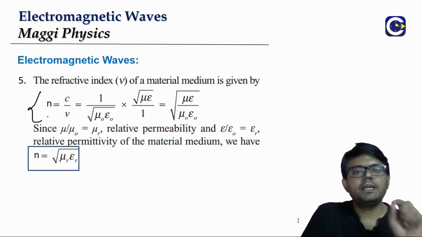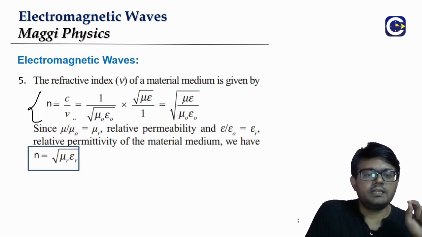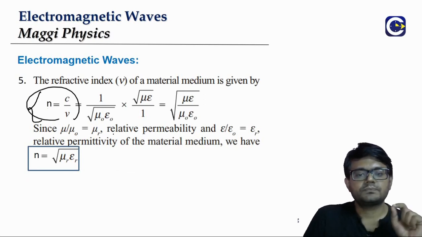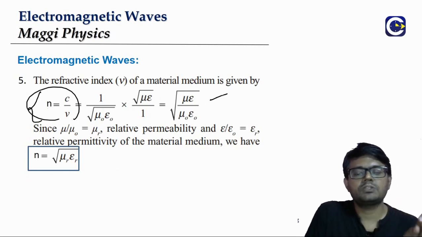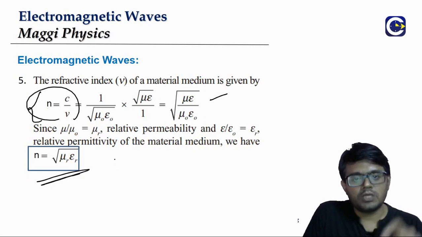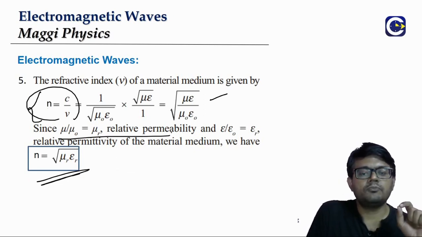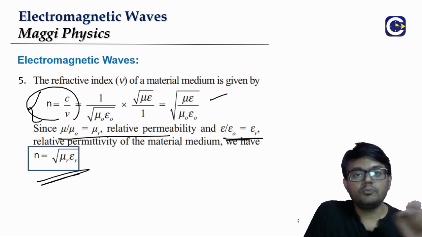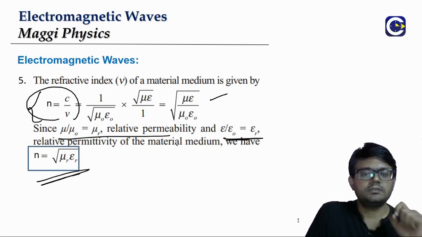So the ratio of the speed of light in vacuum to the speed of light in the medium, we call that the refractive index. So if we substitute the corresponding values, we will get refractive index as root of mu r into epsilon r. Here mu r is the relative permeability, mu by mu naught, and epsilon r is the relative permittivity, epsilon by epsilon naught.